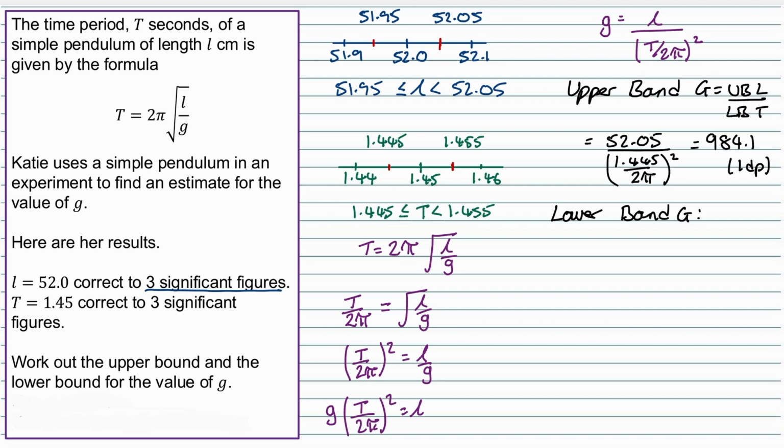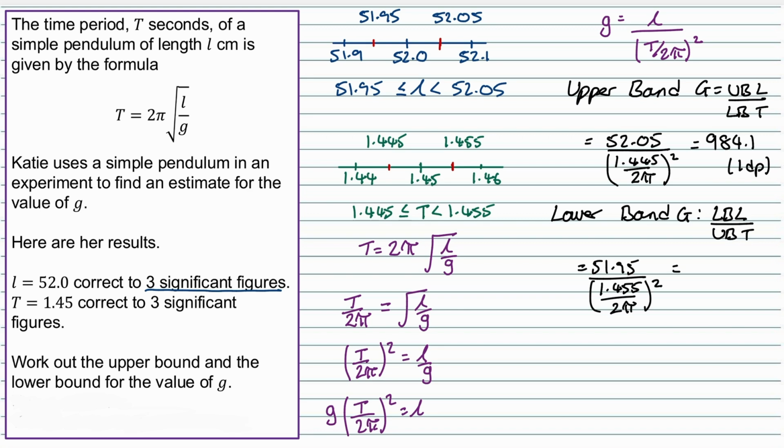Okay, so welcome back. So to work out the lower bound for g, we want the smallest possible numerator, so a lower bound for L, divided by the greatest possible denominator. So we want the upper bound for T. So a lower bound for L divided by the upper bound for T. And then we can substitute these two values back into our formula, and that will give us the minimum g. So we'll get 51.95 divided by (1.455 over 2 pi) all squared.